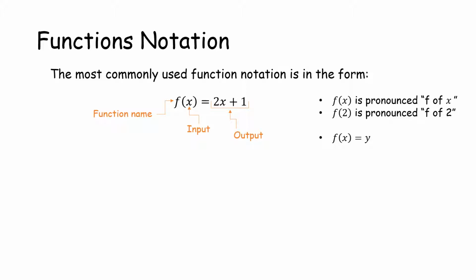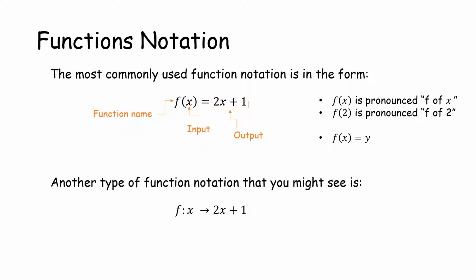If we want to work with a few functions, we often give them specific names like f of x, g of x, h of x, but they are all a y value. Another type of function notation you'll see is this, and this is f is the function such that x is mapped to 2x plus 1. Now, at junior cert higher level, you will see this in a form like this, but my suggestion would be to always rewrite it as our above f of x.